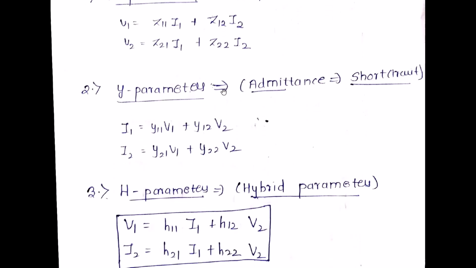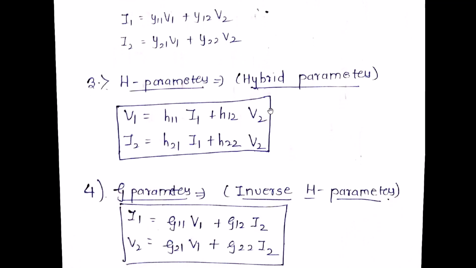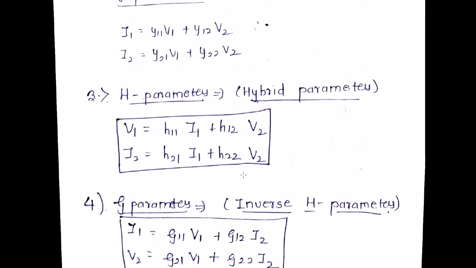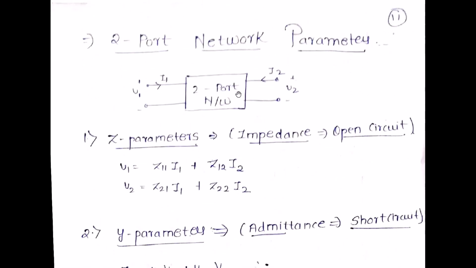Similarly, the Y parameters are called the admittance parameters, or the short circuit parameters. You have I1 is equal to Y11 into V1 plus Y12 into V2, and I2 is equal to Y21 into V1 plus Y22 into V2. Similarly, you have the H parameters, the hybrid parameters, in which V1 is equal to H11 into I1 plus H12 into V2, and I2 is equal to H21 into I1 plus H22 into V2. Similarly, the inverse of the hybrid parameters is the G parameters, in which you have I1 and V2 and G11, G12, G21 and G22.